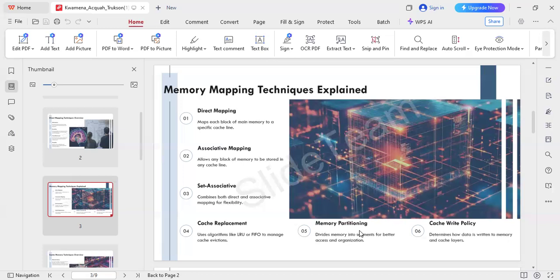Let me just brief on the purpose. Its main purpose is efficient access. Partitions can be tailored for specific types of data or application. And lastly, protection. It can help in isolating parts of memory for security or stability. Moving on to cache write policy. With this, it determines how data writes are handled between the cache and the main memory. So moving on to the next slides.